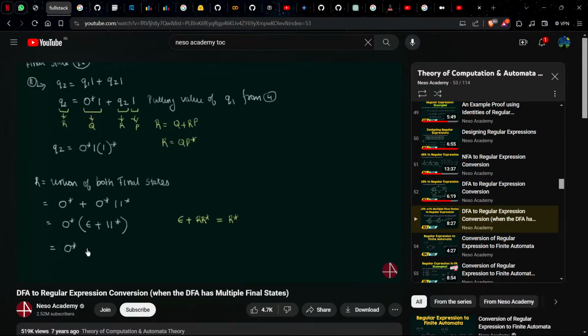So 0 star, and this whole thing can be written as 1 star from this identity that we have already studied. So now when we perform the union of both the final states, the resulting regular expression that we get is the required regular expression for the DFA.